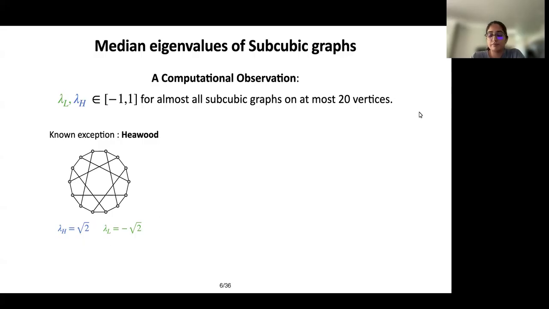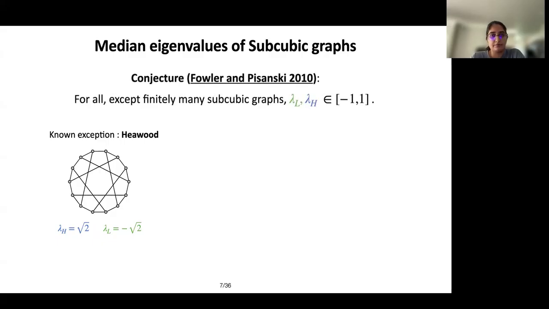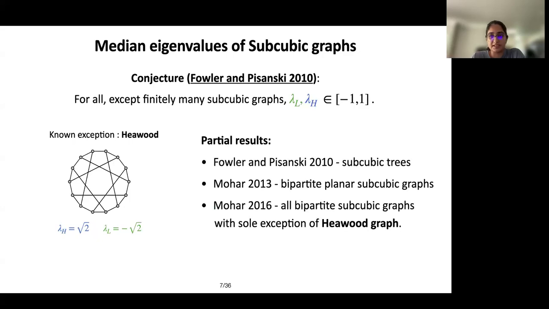So this led them to formalize this as a conjecture and state that for all except finitely many subcubic graphs, the median eigenvalues are always going to lie between the interval -1 to 1. Eventually, over the years, a lot of partial results existed in proving this conjecture. Notably, Fowler and Pisanski themselves proved this conjecture for all subcubic trees.